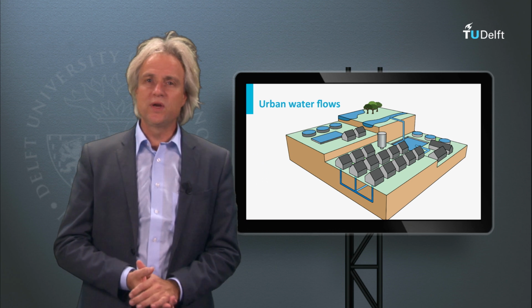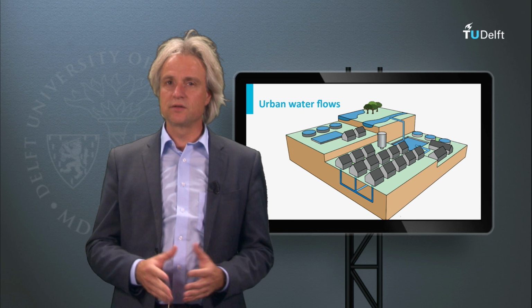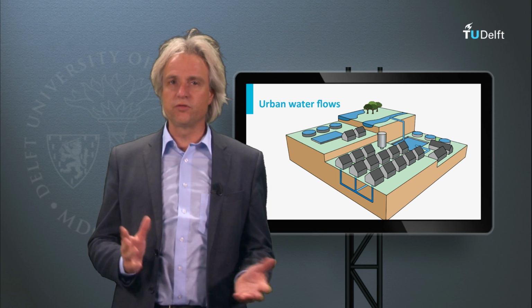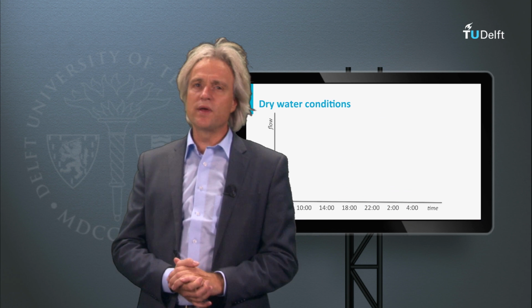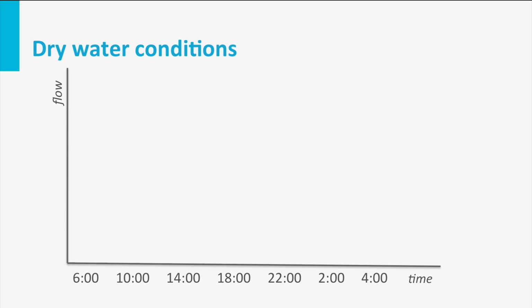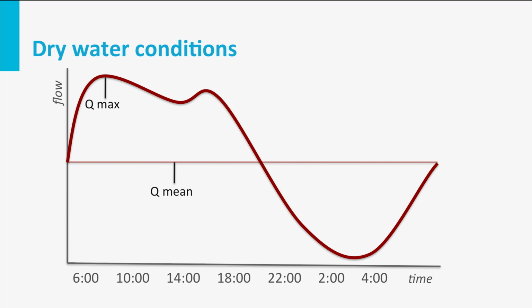In the Netherlands, we collect these used waters with a large sewerage network that is connected to one of the about 350 sewage treatment plants. Under dry weather conditions, the drinking water consumption rate is reflected by the generated sewage flow, with high peaks in the morning and in the evening, and very low flow in the night. We therefore distinguish an average or mean flow, a Q mean, a maximum flow, a Q max, and a minimum flow, a Q min.